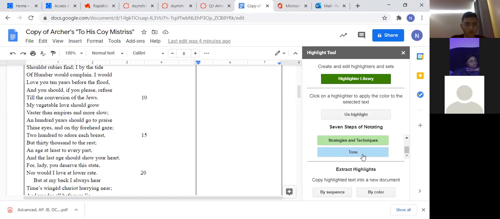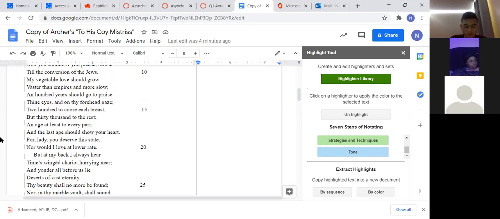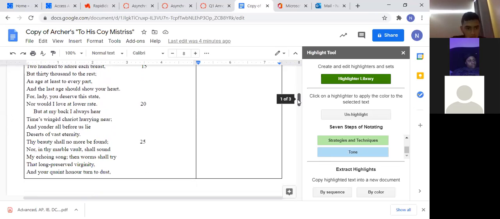And remember, you are using blue for a tone shift, and you all decide what is the tone as we're going to shift into this next stanza. So you would definitely want to highlight this part. I would do two lines there, hit your tone, and there is the tone shift.